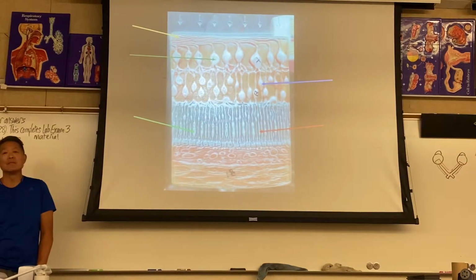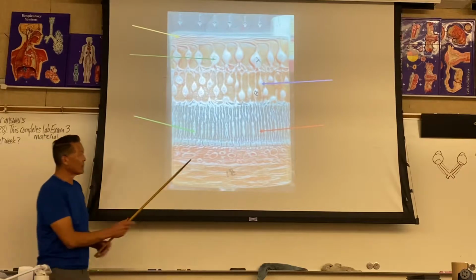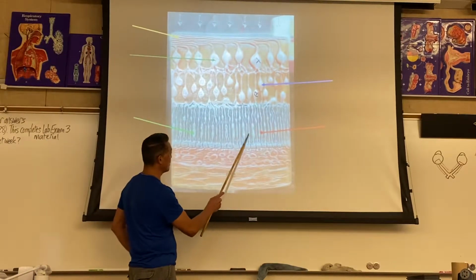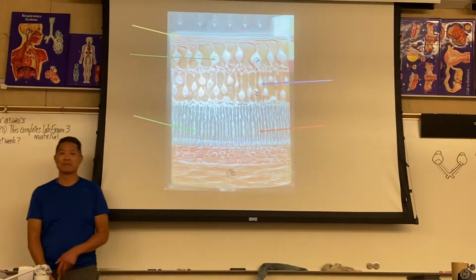So the one thing that I'm kind of having a hard time seeing is that the rods and cones don't look super different to me. Yeah, just remember that the rods are bigger. Just bigger. See these, the bigger, fatter ones? Those are rods. The skinnier ones, those are cones. Okay.